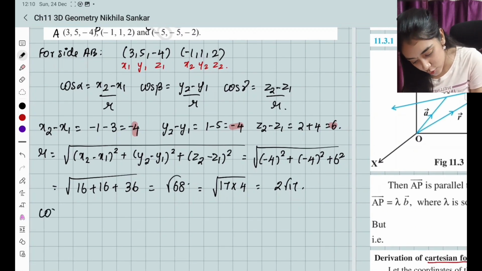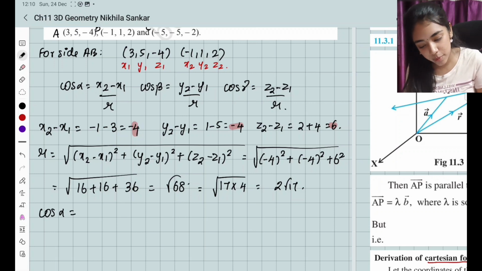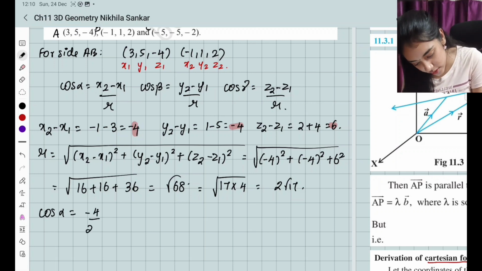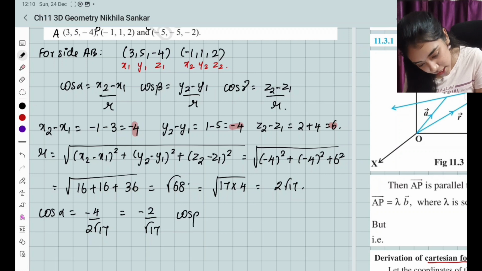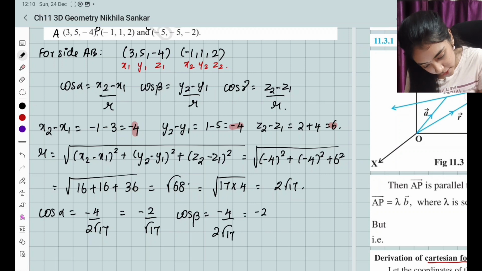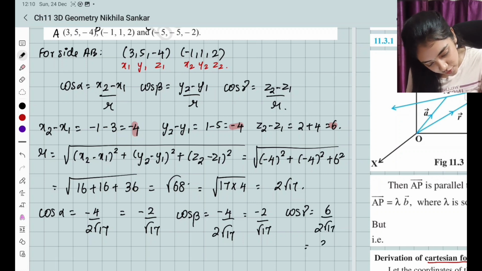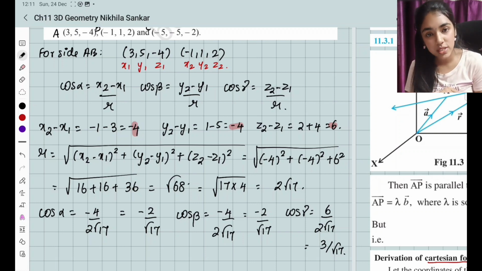So what are my direction cosines going to be? Cos alpha is going to be X2 minus X1, which is minus 4, divided by 2 root 17. So minus 4 divided by 2 root 17. When I simplify, I'm going to have minus 2 divided by root 17. Similarly, cos beta is going to be Y2 minus Y1, which is again minus 4 divided by 2 root 17, which is minus 2 divided by root 17. And cos gamma is going to be 6 divided by 2 root 17, which when I simplify I'll have 3 divided by root 17. So these are the direction cosines for the side AB.